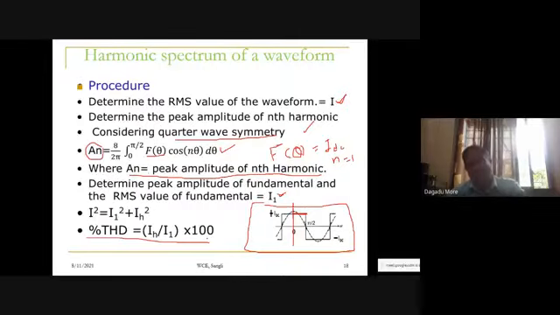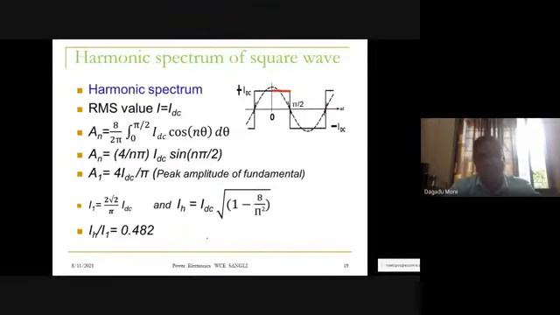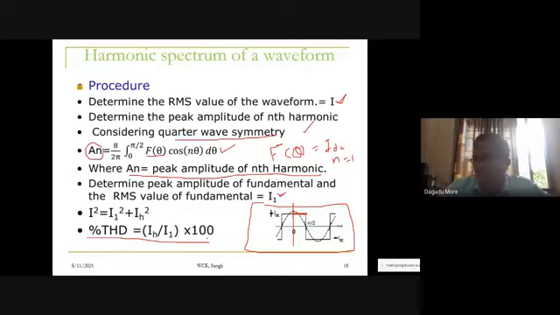So for very simple waveforms, for a square waveform, how do we find out the THD? Is it clear? Any question? How to find out THD? You have to remember this expression: 8 by 2 pi, 0 to pi by 2, f theta cos n theta d theta. That is particularly for a quarter wave symmetry. All our waveforms have a quarter wave symmetry. So it is a very simple method to find out the harmonic content. We can find out the amplitude of any harmonic.